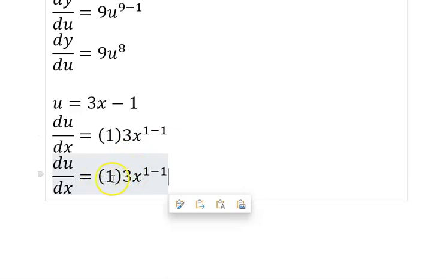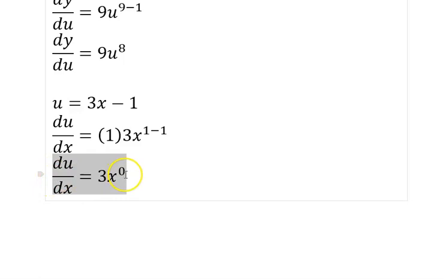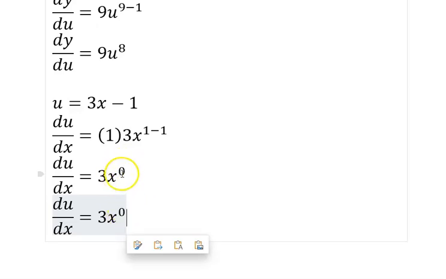So you say 3 times 1 that you have here. 3 times 1 is 3. 1 minus 1 is 0. I'm just taking my time to explain this because there is no point. And anything raised to power 0 is 1. So x raised to power 0 is 1. 1 times 3 will give us 3. So this has gone. So our du dx is this.